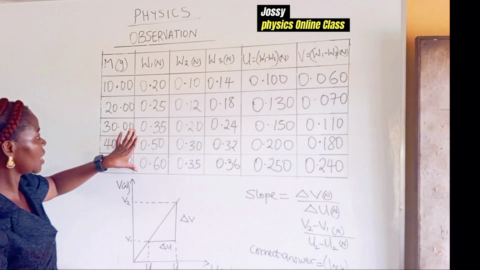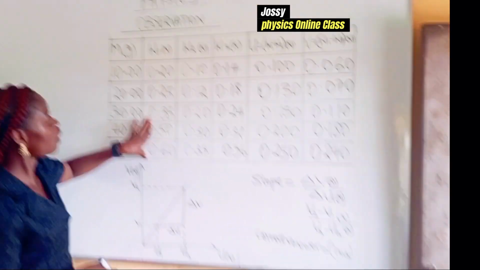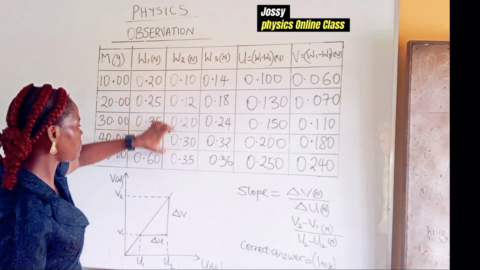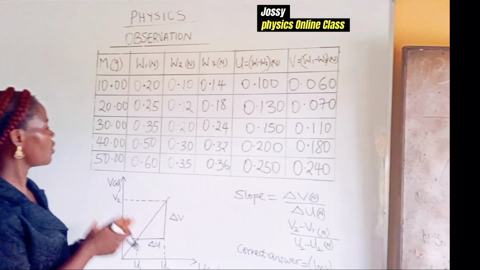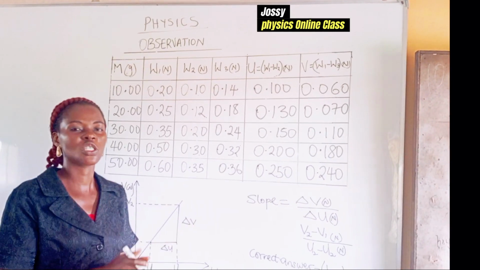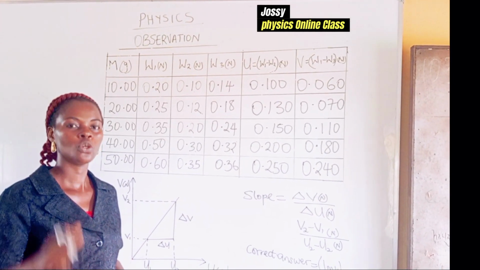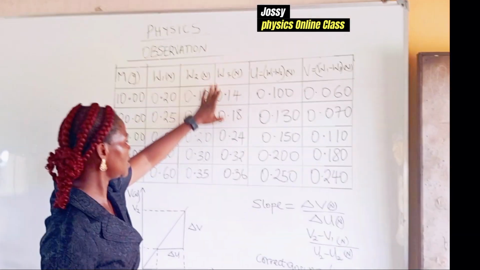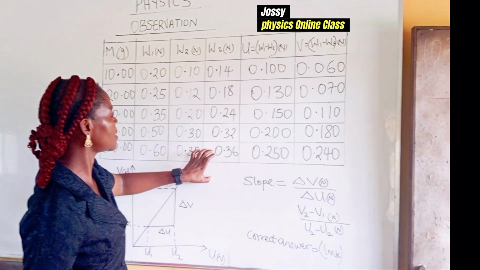So this is the reading obtained. You weigh again when the object is in water, W2. This is the reading obtained. If you look at it clearly, you see how I maintain these two decimal places. This is what the examiner expects of you to do. Then look at this W3, you see it, two decimal places.